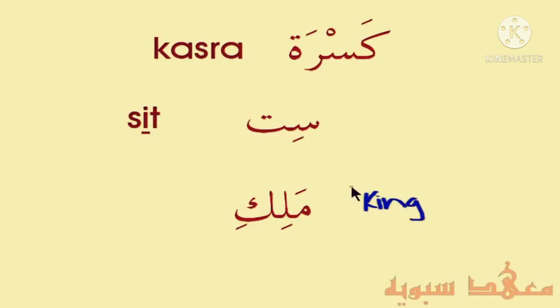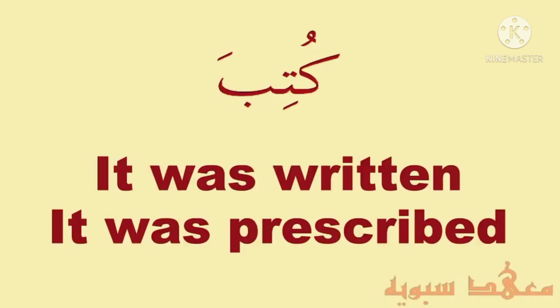So let's practice all these together. The fatha, the dhamma, and the kasra all together. We have a word. Let's practice this word and try to pronounce it. So we have here the kaf with a dhamma. That would be ku. Then we have the ta with a kasra. This would be ti. And then the ba with a fatha would be ba. So ku, ti, ba. Kutiba. Now, kutiba means it was written or it was prescribed.